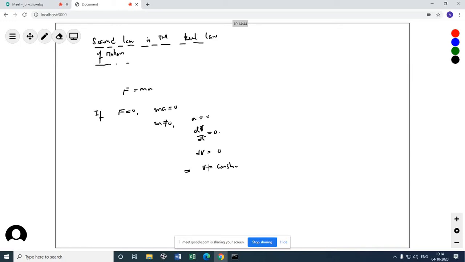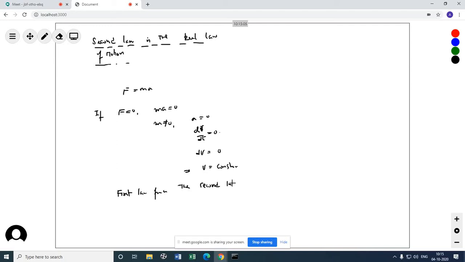So isn't this the actual law? Isn't this saying that when the body is not accelerating, it is either at rest or it is moving with a constant uniform velocity, right or not? So this is the first law. First law from the second law. This is how you derive it.